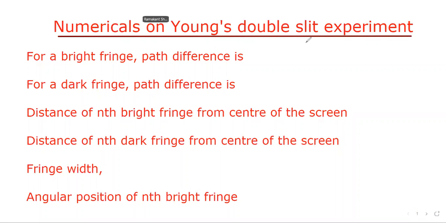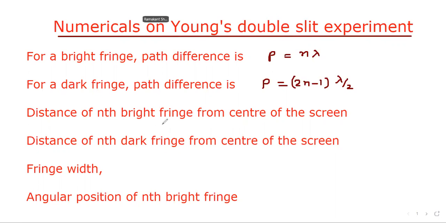Numericals on Young's double slit experiment. Some formulas used for a bright fringe: path difference is given by P equal to n lambda, where n is 1, 2, 3, 4. For a dark fringe, P is given by (2n minus 1) lambda by 2, where n is 1, 2, 3, etc.